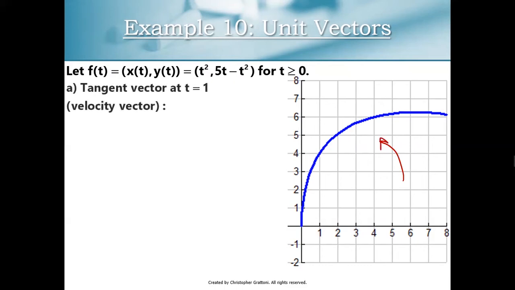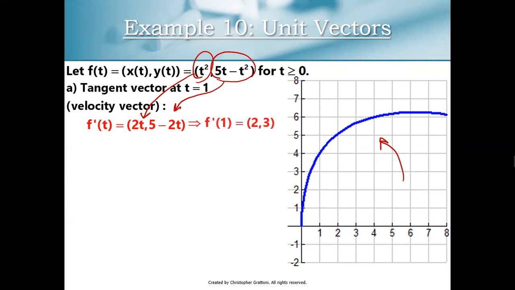You can see this parametric plot. If I want to compute the tangent vector at x equals 1, or the velocity vector at t equals 1, here's how you do it. First of all, we're going to take the derivative. So we have f prime of t is equal to 2t, comma, 5 minus 2t, just the derivative of t squared, comma, the derivative of 5t minus t squared. And at t equals 1, I get the vector 2, comma, 3. That's the tangent vector or the velocity vector at time t equals 1.